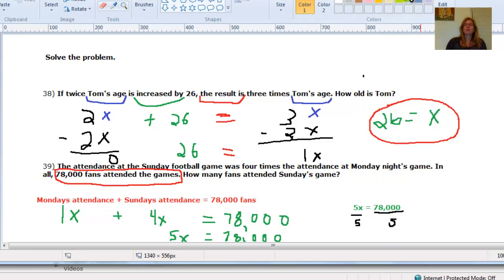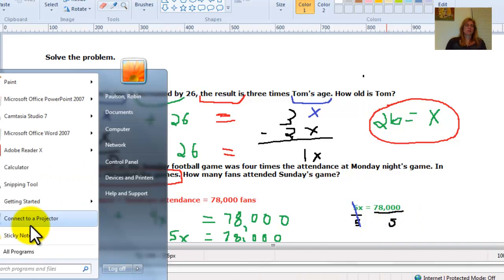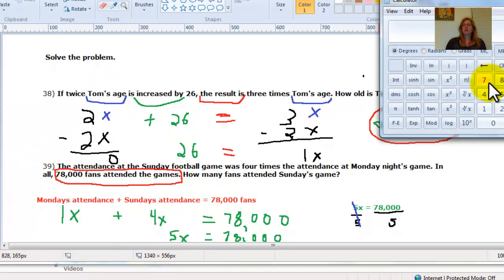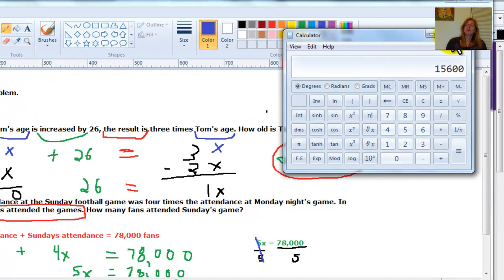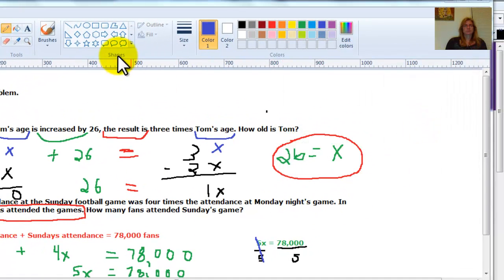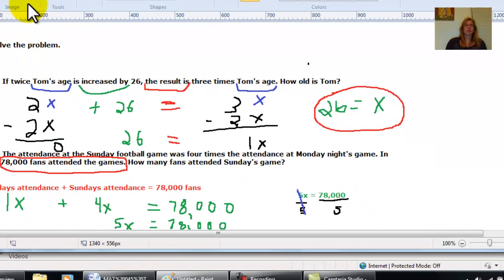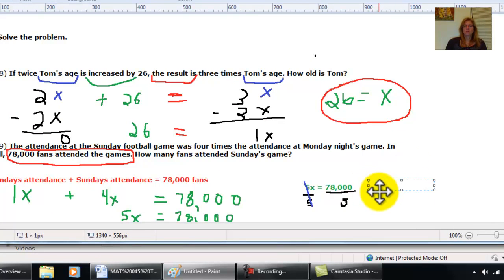And as you know, when you have a number over itself, 5 over 5 equals 1. So that is 1 times x. x equals 78,000 divided by 5. Let's look at what that would be. 78,000 divided by 5 is 15,600. So I'm just going to say x equals 15,600.